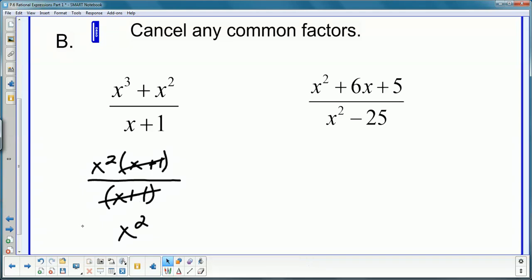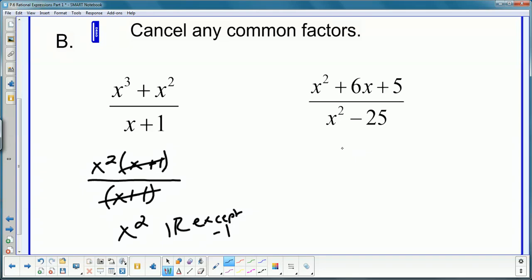One thing we need to be careful about when we start talking about domains is you need to do your domain first. So the domain for this one would be all reals except negative 1. Okay, so we could say all reals except negative 1.